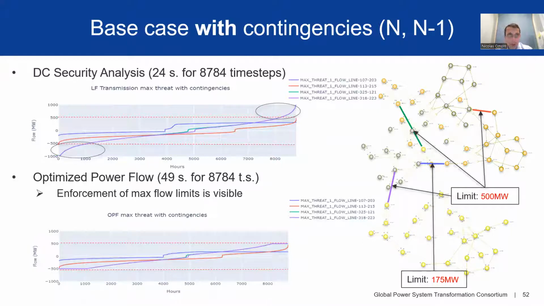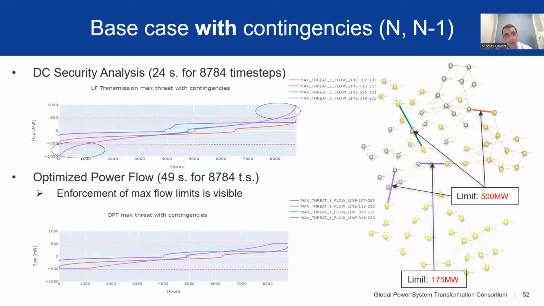Here we did the security analysis with all the constraints. In this case, we can see that on the purple line, there are a few time steps where there is a significant overflow. And when we do the optimized power flow, allowing preventive redispatch, we address the issue, and the flows are within the limit, which you can see on the graphic on the bottom.